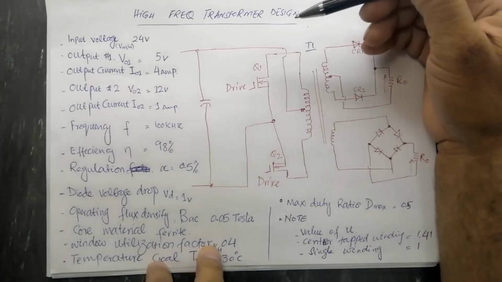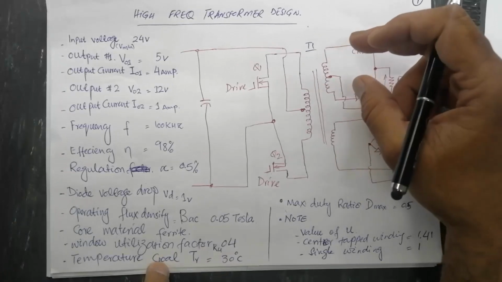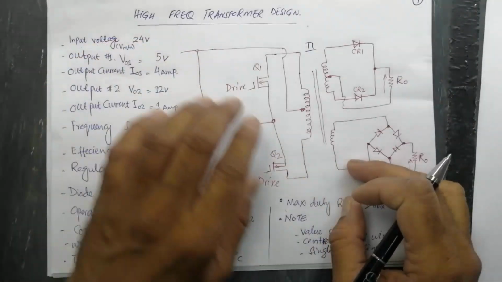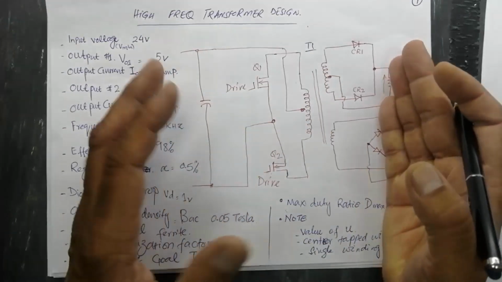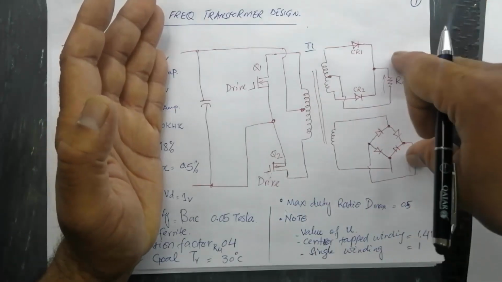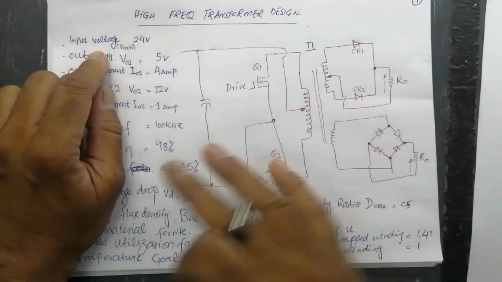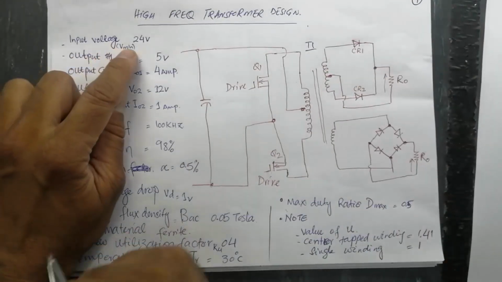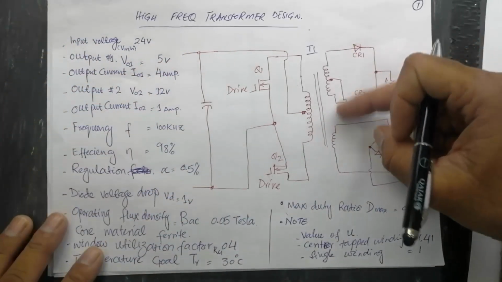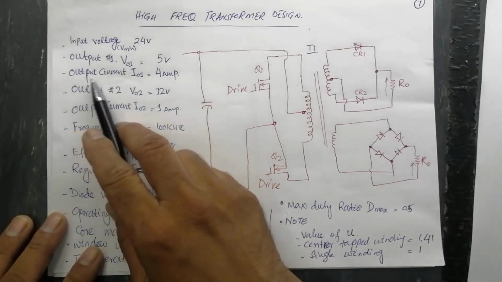Welcome to Haseeb Electronics. Friends, in this video we will discuss all the calculations to prepare a high frequency transformer. What is our requirement? First of all, to design a transformer, we have to calculate the outputs: what we have, what we need. In this video I will demonstrate if I have a 24 volt source. From the 24 volt source I want to make a circuit. I want to take 5 volt output, 4 ampere.